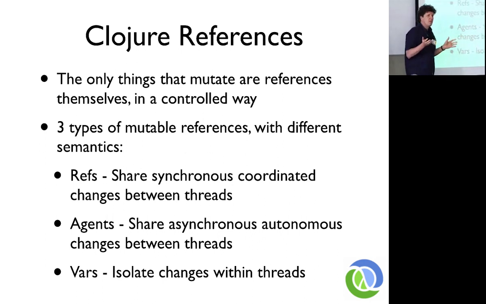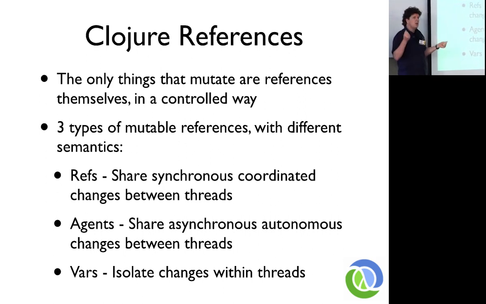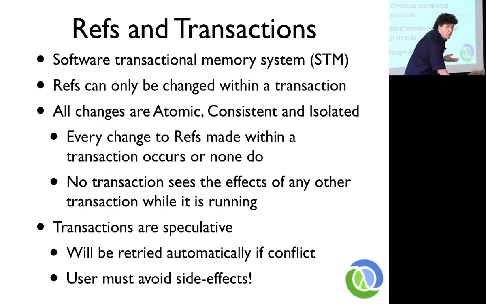So I've been talking about references generically, that box. There are 3 kinds. They're called refs, agents, and vars. Refs allow coordinated change, and it's a transactional system. Agents are asynchronous, autonomous change. You can think a little bit about actor models, but the difference between Clojure's agents and actors is you do not require message passing to read values from agents. Vars are thread local. So in all cases, you have a safe way to change things.